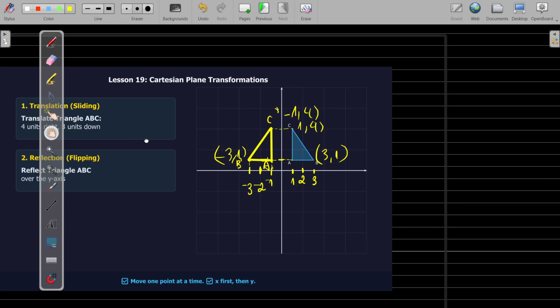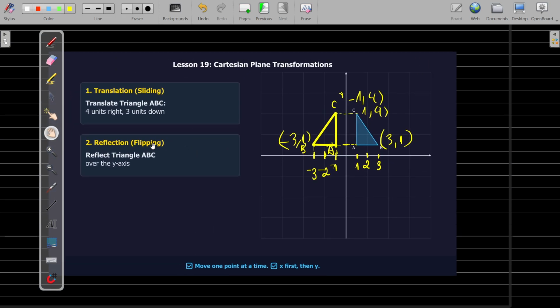To end up for today's video for the habits, always remember x first, then y. X first, then y. When reading your coordinates, you want to be moving horizontally first and then vertically later. To avoid careless mistakes, of course, you just want to move 1 point at a time when doing any kind of transformation. Remember, it's very important. You want to simplify things, and slow and steady wins the game.